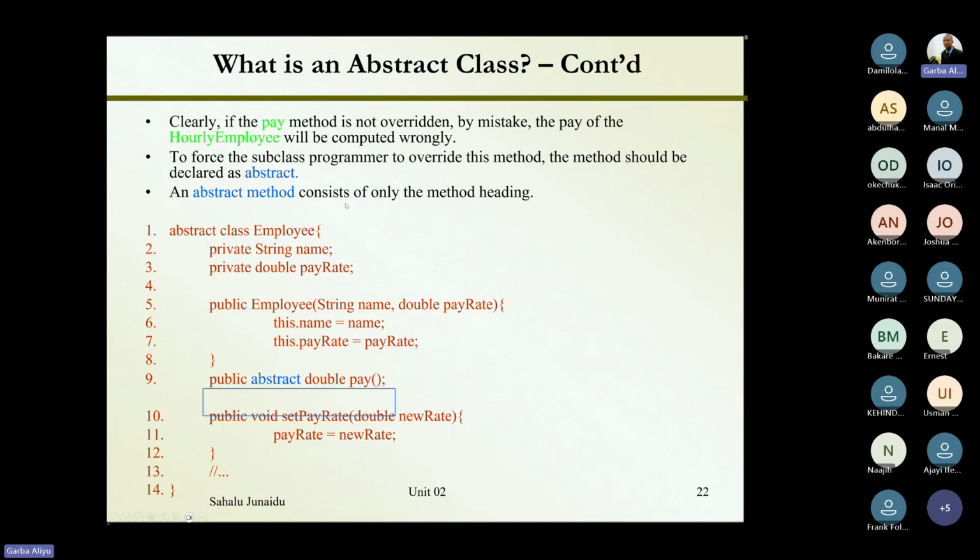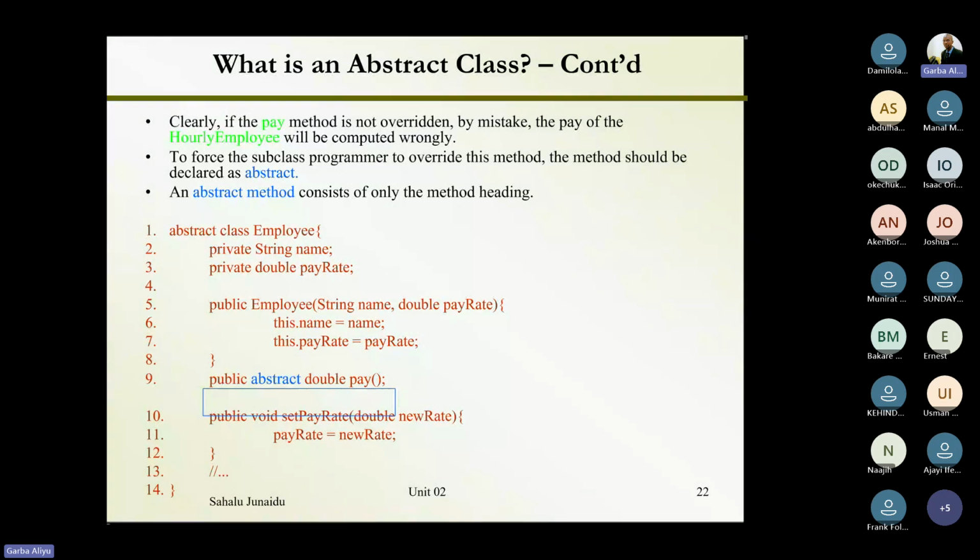Abstract means incomplete. So how do we declare an abstract method? Abstract methods consist of only a method heading, like this one, public abstract double pay, without implementation. We don't have the implementation. We just put the parentheses and then a semicolon. There is no implementation. How the pay is supposed to be computed, we don't know. We only know that every employee needs to be paid a salary. The pay method is to pay the salary of every employee.